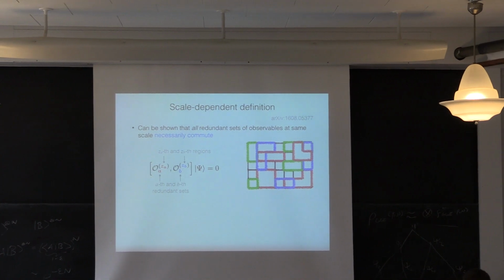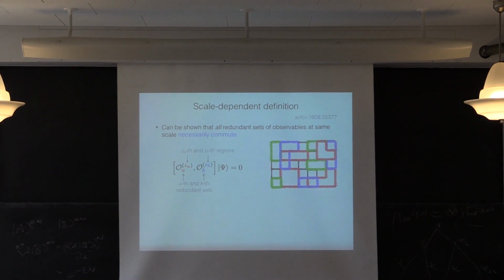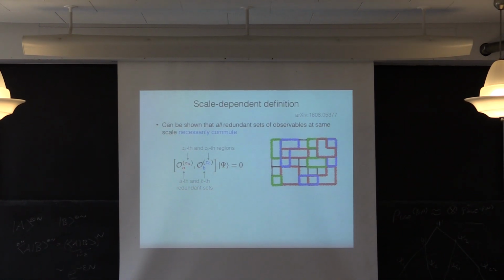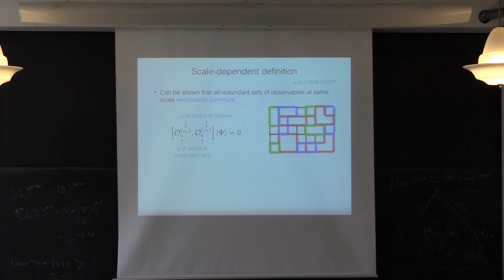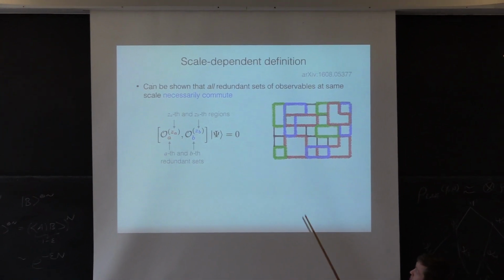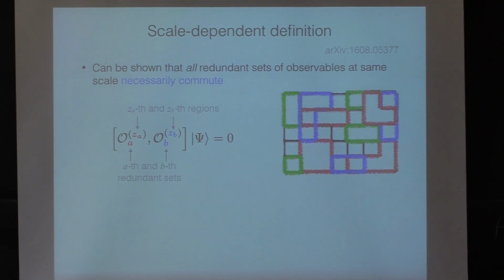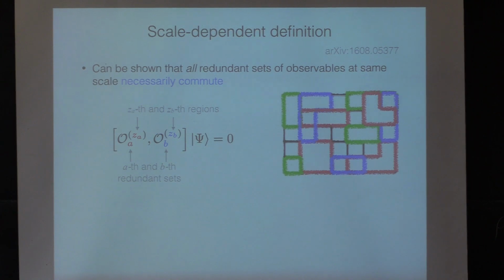Then you can show that all redundant sets of observables at the same scale L necessarily commute on the state. Okay? And in particular, these observables can overlap with each other.